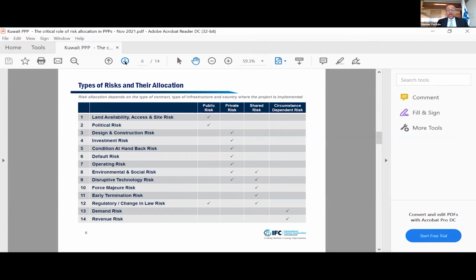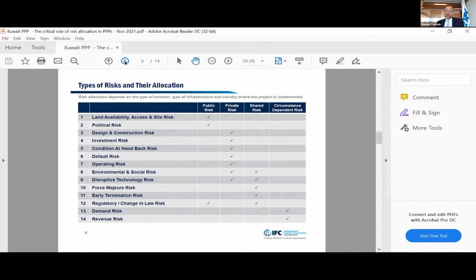So public risk. I think land availability, or site risk, is a public risk. Usually it's taken up by the government because they are the ones providing the site for a particular asset. Political risk is completely in the control of the government, so that's allocated to the public sector. And I'll go through an example of that later on. Now, as far as construction and operations risks are concerned, these are much more controlled by the private party, so usually allocated to the private party.